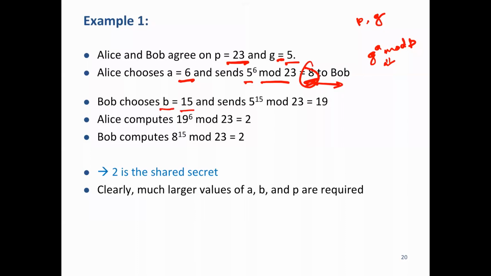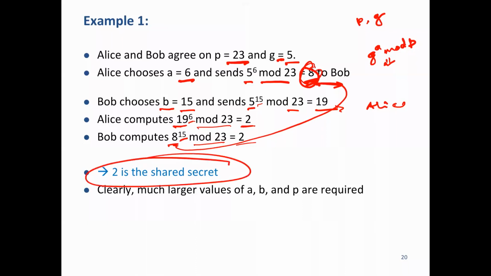Similarly, Bob chooses B equal to 15 and computes G raised to the power B, which is 5 raised to the power 15 mod 23, and gets 19. Now he sends this 19 to Alice. Alice receives 19, raises it to the power of her private key A equal to 6, does the mod 23 calculation and gets the key as 2. Bob receives the 8 that Alice generated, raises it to the power of his own private key, does mod 23, and gets 2. So 2 is the shared secret.